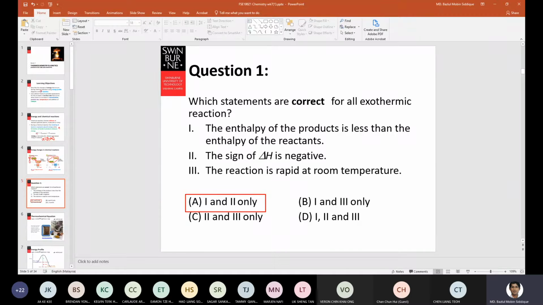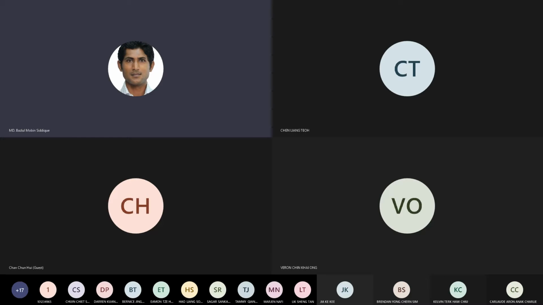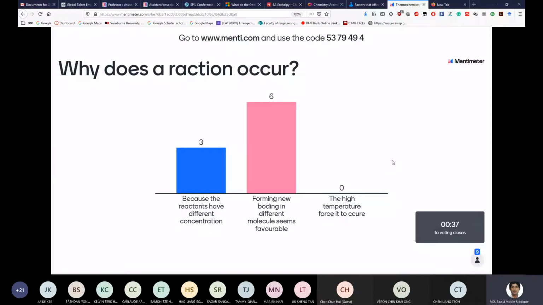Oh, you don't see Menti, yeah? But you go to the Menti, the countdown started already, okay? Faster, faster, faster. 20 seconds. Yeah, 20 seconds now.